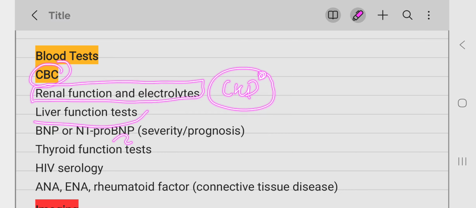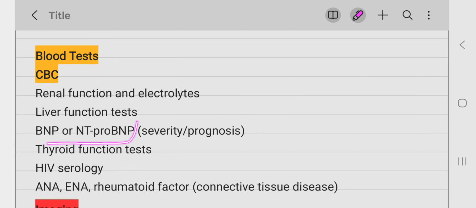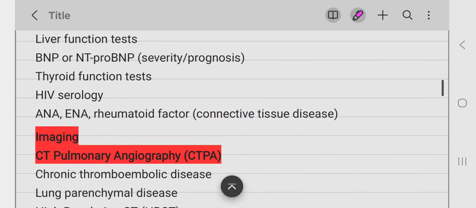Then liver function tests, then BNP or NT-pro-BNP. These are the tests that show severity and are also helpful in the prognosis of patients with pulmonary hypertension. Then HIV serology, and then ANA for vasculitis, and rheumatoid factor for the connective tissue disorders. These also are helpful in categorizing the pulmonary hypertension.